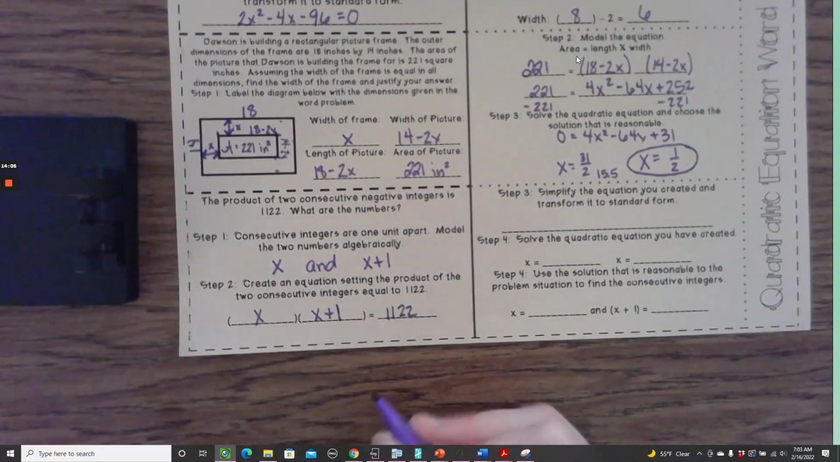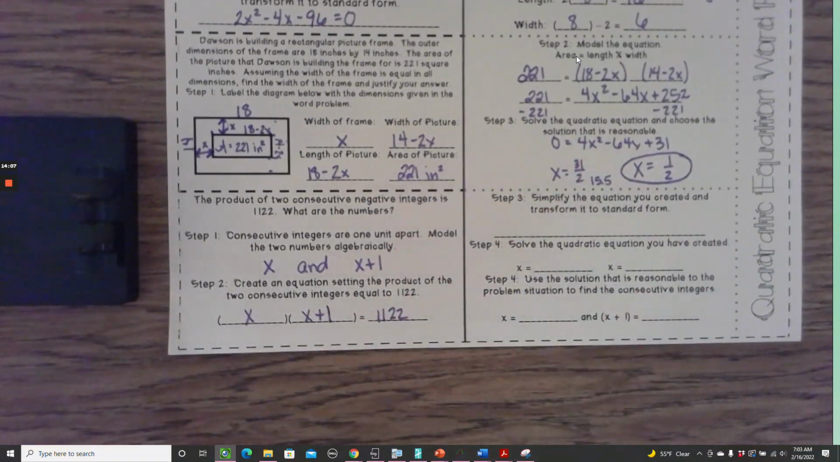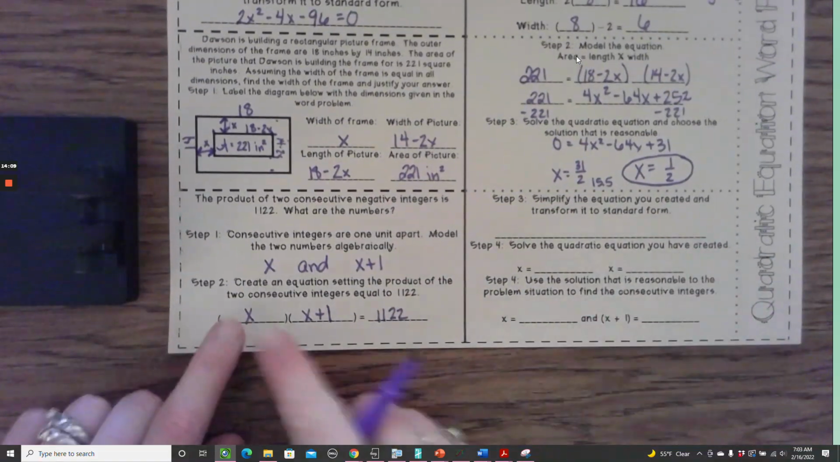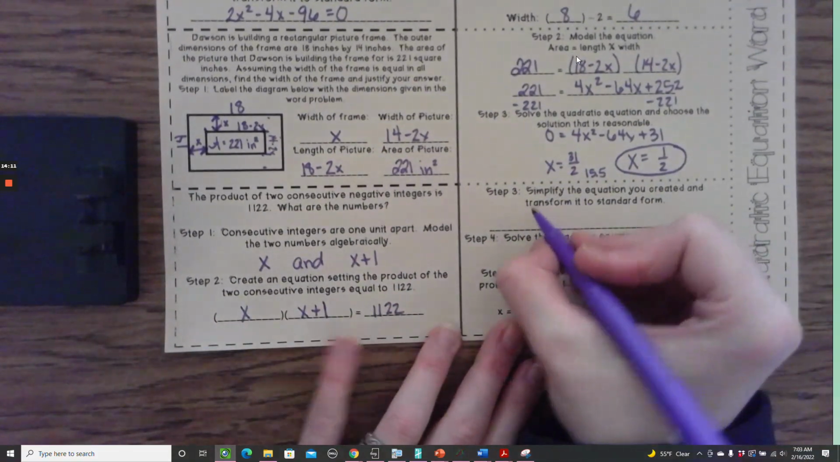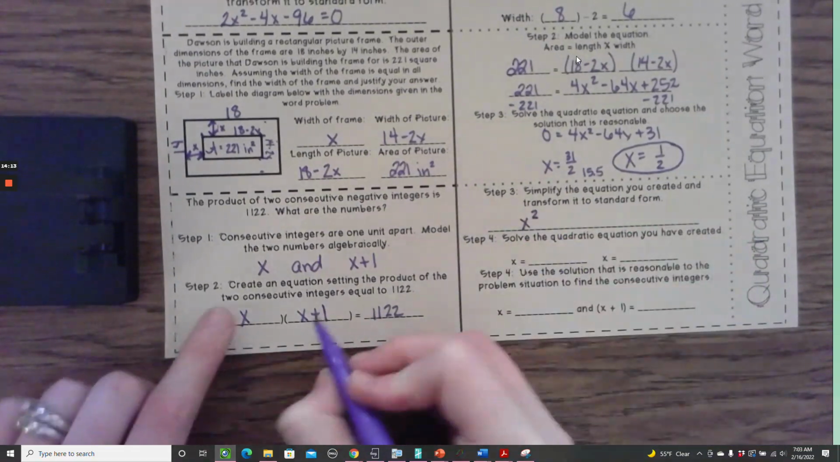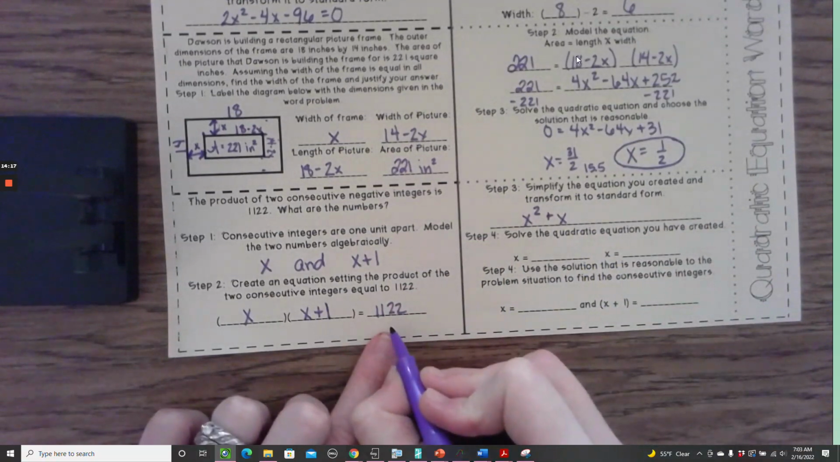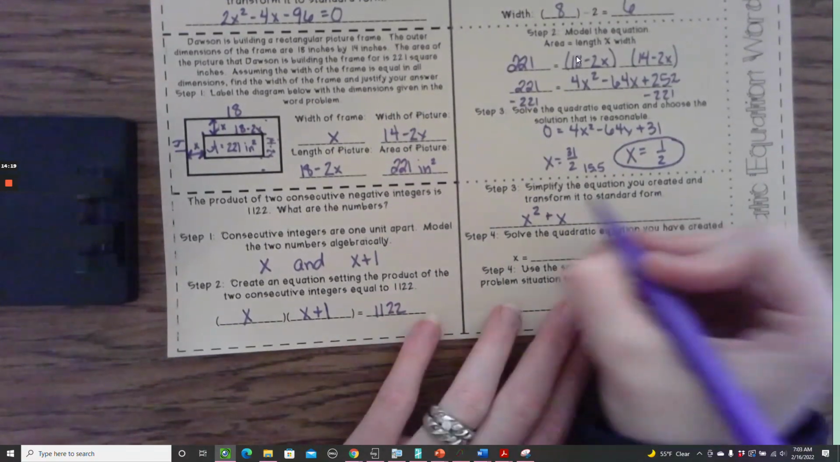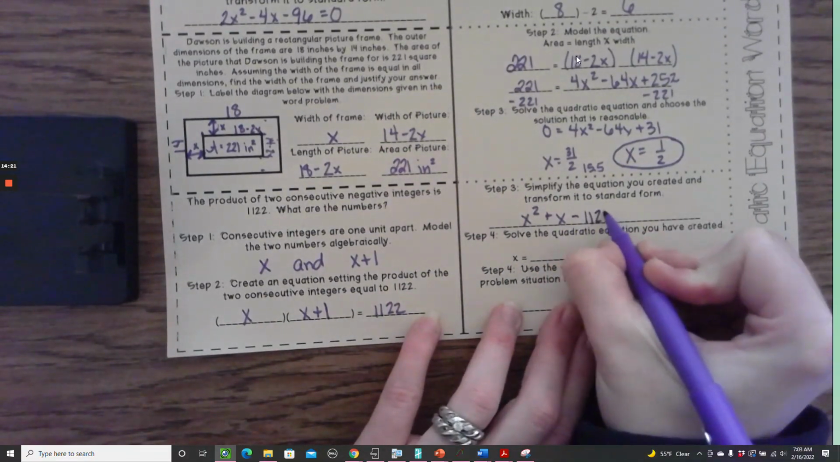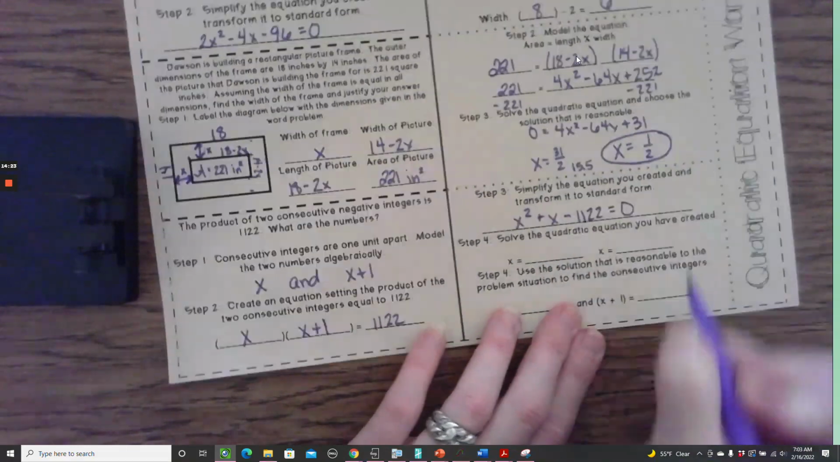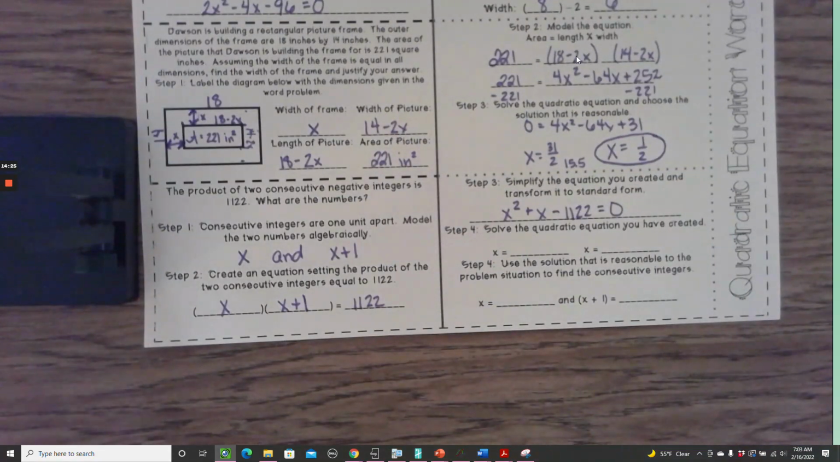Okay, we're going to simplify the equation. I'm just going to do it quickly so this video doesn't go too long. x times x is x squared. x times 1 is a positive x. And so that would be equal to 1122, but I'm going to move it so my formula is in standard form there. Now we're going to solve this quadratic.